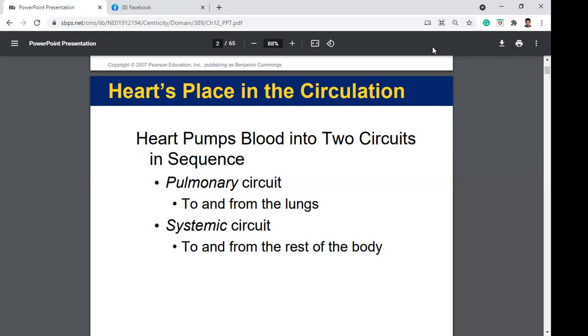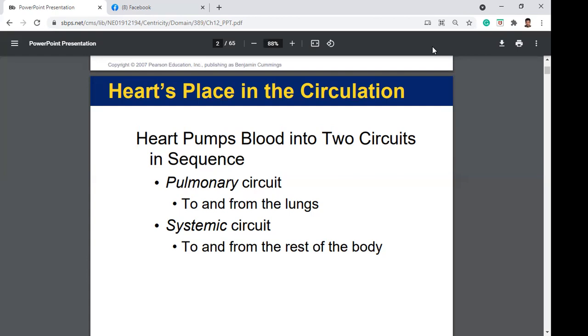What is the name of those two large veins? The inferior vena cava and the superior vena cava. Yes, the superior vena cava and the inferior vena cava. Where is the superior vena cava coming from? What part of the body? The upper limbs, from the head. Good, from the upper part of the body above the heart.